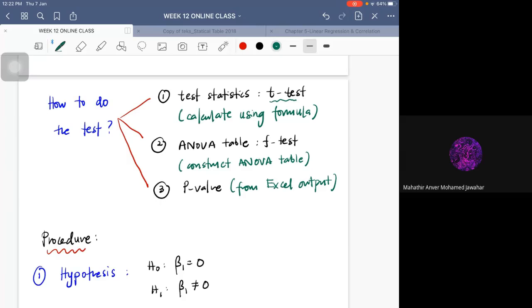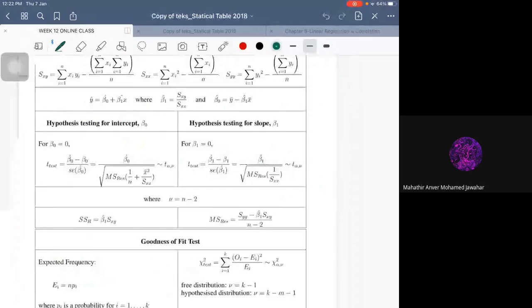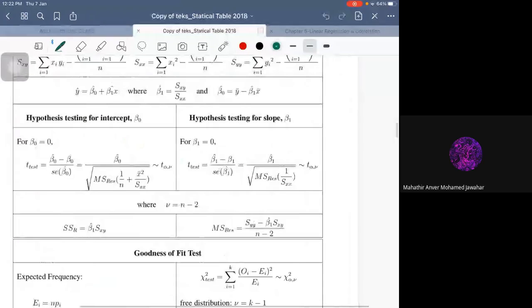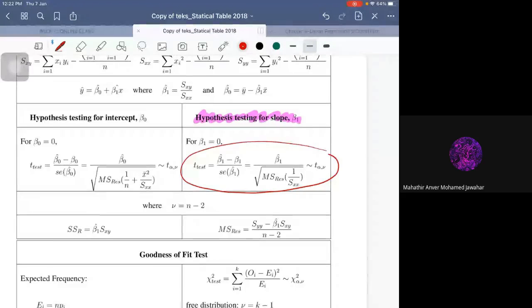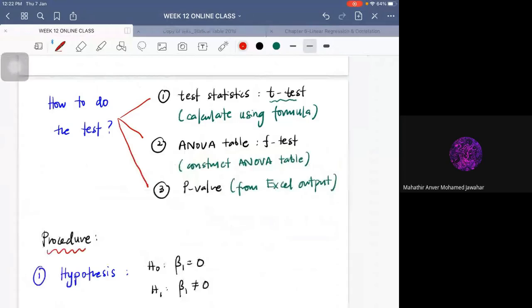You're going to be finding the test statistic by using the formula that is in your statistical table. So this is your statistical table. There is this particular column that says hypothesis testing for beta 1. So how do you find the test statistic? This is the formula for the test statistic. This is the formula for the t-test, so it's here. That is if you want to use the first method, which is by using the t-test. This will be a similar idea to what we have discussed in chapter 3. So that will be the idea of how to use the t-test.